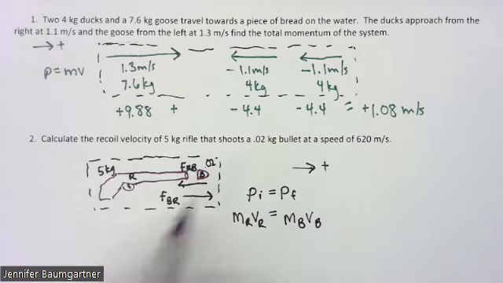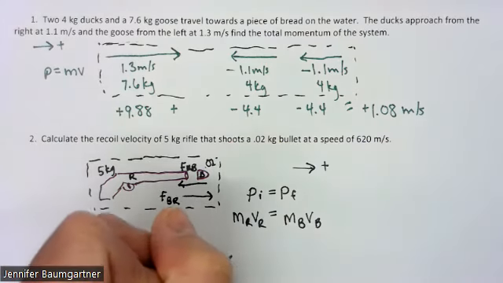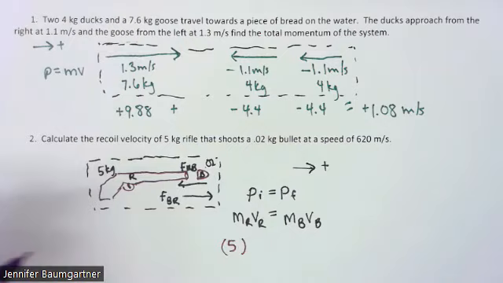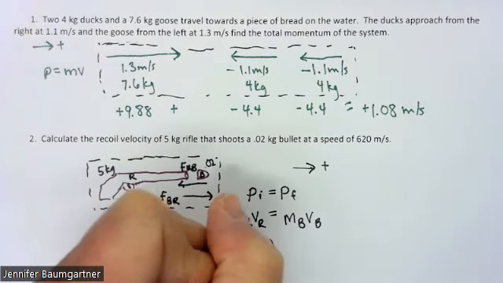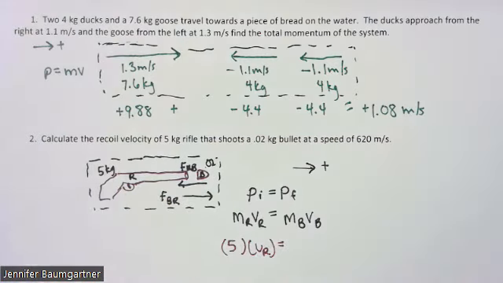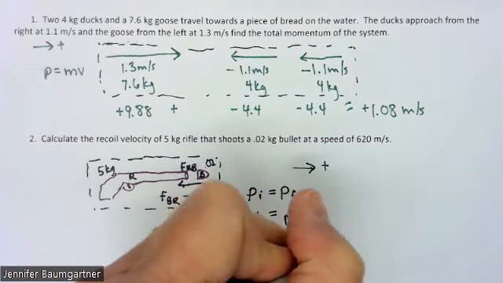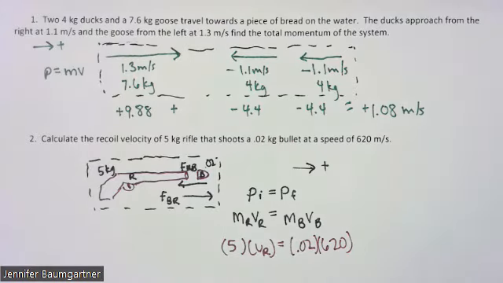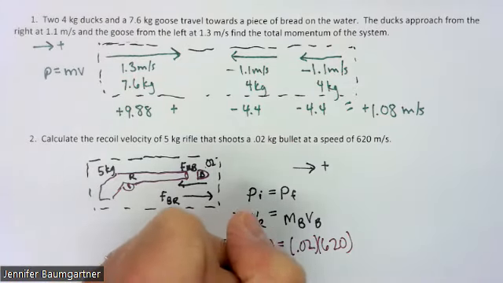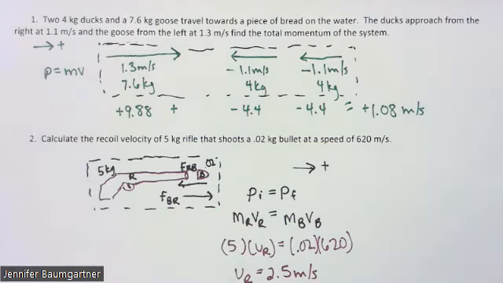And the other thing is make sure everything's in kilograms. So this is going to give me 5 times the velocity, and we want to calculate that recoil velocity. It's going to be equal and opposite to 0.02 times, and it says this velocity is 620 meters per second. When I solve for the velocity of the rifle, I get 2.5 meters per second.